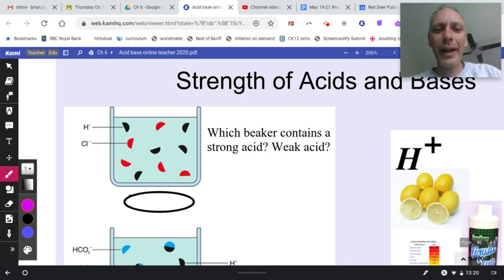Hey, everybody, welcome back. Today is our last lesson of the shortened week, and it's on strengths of acids and bases.